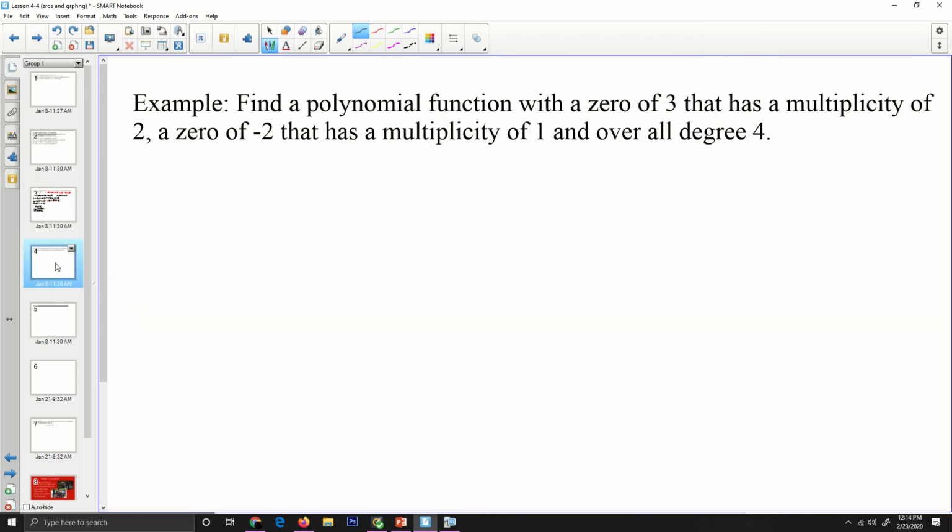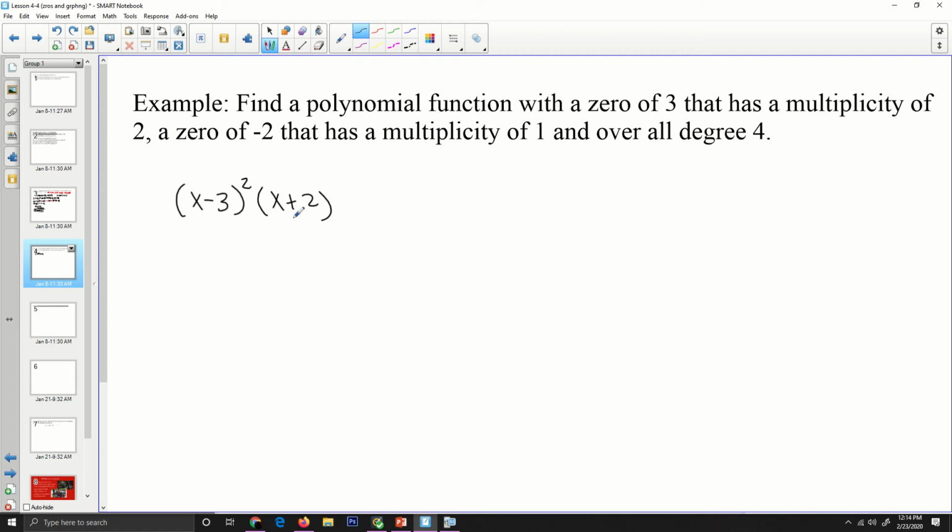All right, moving on. Find a polynomial function with a 0 of 3 that has a multiplicity of 2, a 0 of negative 2 that has a multiplicity of 1, and overall degree of 4. So I need a degree of 4 when I'm done. So if one of my zeros is 3, that's going to give me x minus 3 as a factor. It has to have a multiplicity of 2, so I want to put 2 there. A 0 of negative 2, and that'll give me x plus 2. It has to be a multiplicity of 1. And an overall degree of 4.